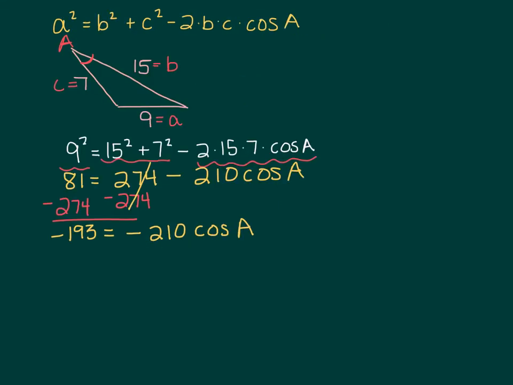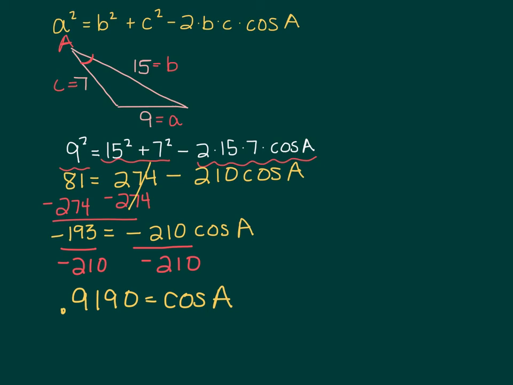Okay, just shrink everything so that everything would fit here. Now I'm going to come along and I'm going to divide by this negative 210. And that does give me a decimal. That's okay. I get 0.9190 equals cosine A.